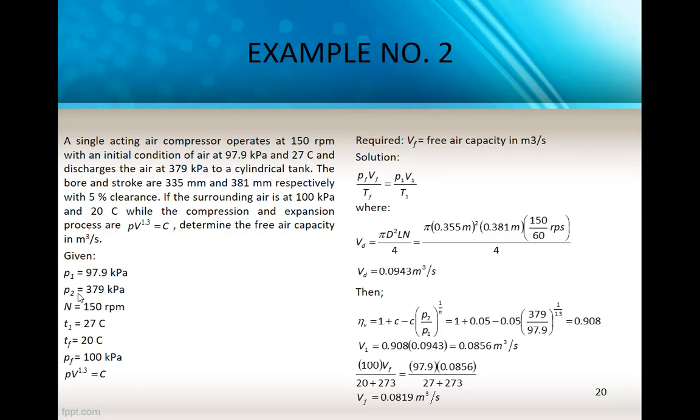Okay? Given, P1 is 97.9 kilopascal, hindi ko na i-drawing yung cycle kasi di naman kailangan dito. P2 is 379 kilopascal, N is equal to 150 RPM. T1 is 27 C, TF is 20 C, PF is equal to 100 kilopascal, n is 1.3 constant. Required: VF, the free air capacity in cubic meter per second. Okay? Balikan niyo yung mga air compressor topics, dapat nasa reviewer nyo. Marami doon. Kaya dapat napag-aralan nyo rin ito ng thermo.